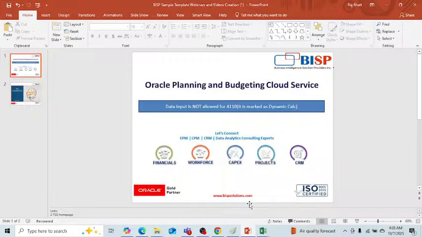This is Rajbhat, and today we will be solving the ticket on why data input is not allowed for account 4110. Before going to the ticket, we will understand the importance of data input and why we use data input in Planning and Budgeting Cloud Service.